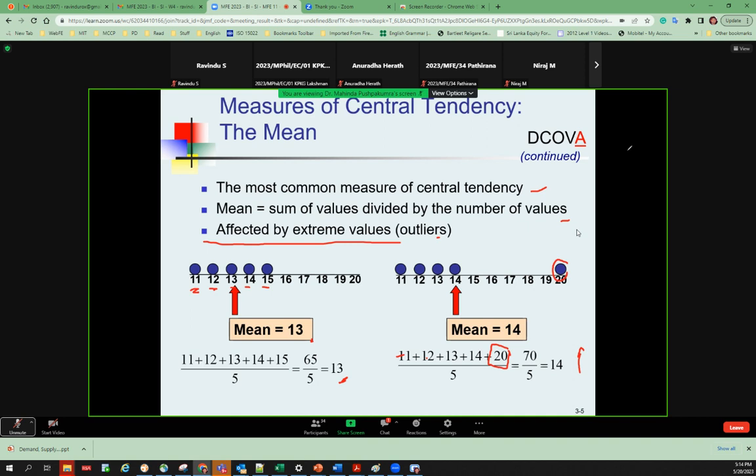Mean will increase. If we have an outlier with a lower value, let's say one observation with value 2, then the mean value decreases. That also we can identify as a limitation.